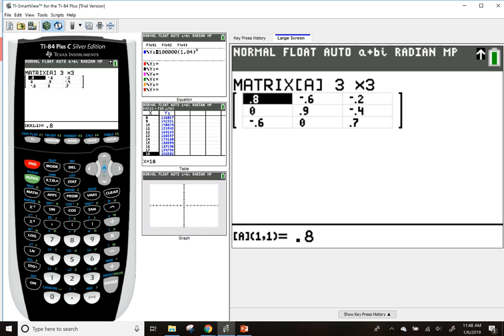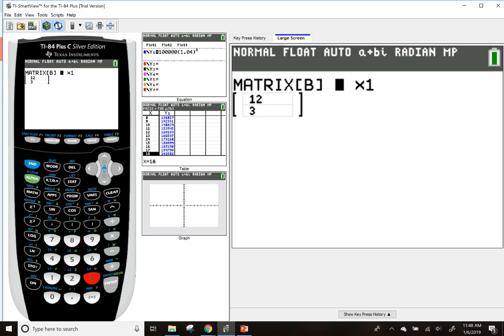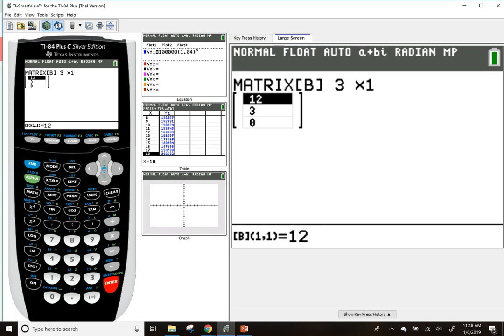I need to put the demand one in. So that's the 30, 20, and 40. So let's go back. Matrix. Let's put a new matrix in here, let's put this in for matrix B. Let's edit that. We need to make it a 3 by 1 matrix. And I believe it was 30, 20, 40. So now I'll just let the calculator do the multiplication.